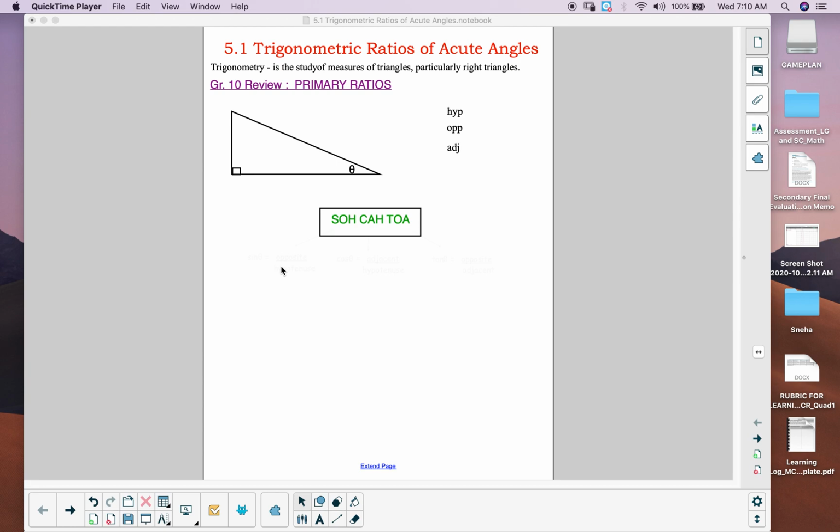Today we're going to start with the first lesson on trigonometric ratios of acute angles. Trigonometry is the study of the measure of triangles, particularly right triangles. We're going to start with a review of primary trig ratios.